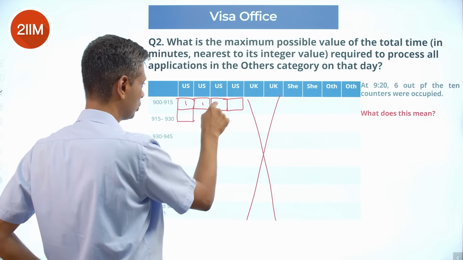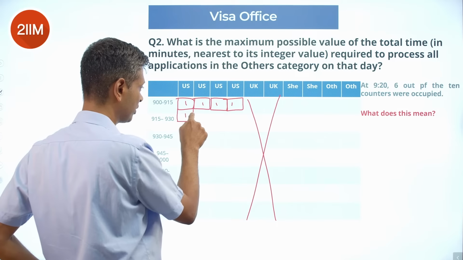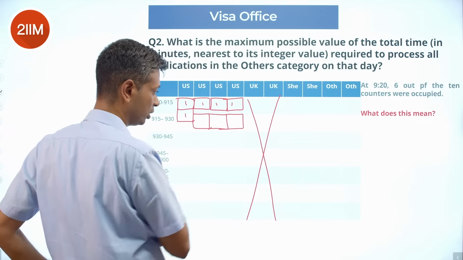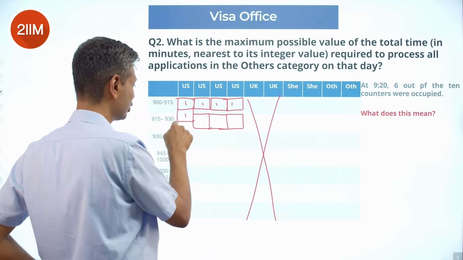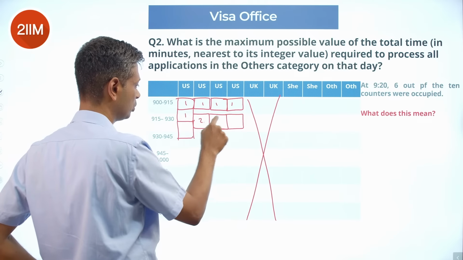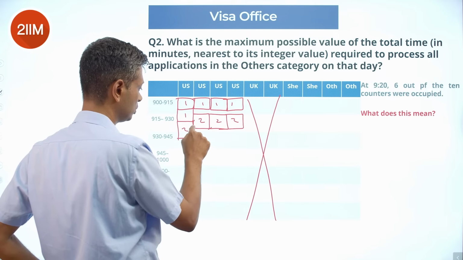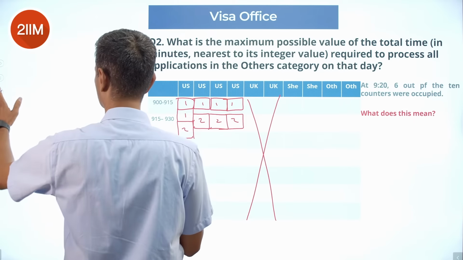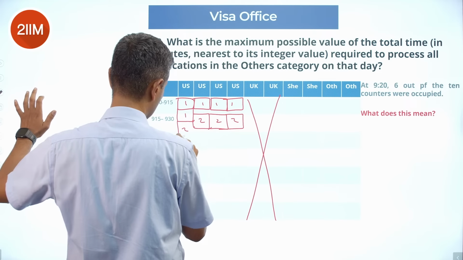And slot 2, these are all slot 1. The slot 2 guys would have come in at 9:15 and gone in here, gone in here, gone in here. Then the other slot 2 guy would have gone here. This is 2, 2, 2, 2. 9:20 to 9:30, 10's here. Oopsie, let me just check that out.